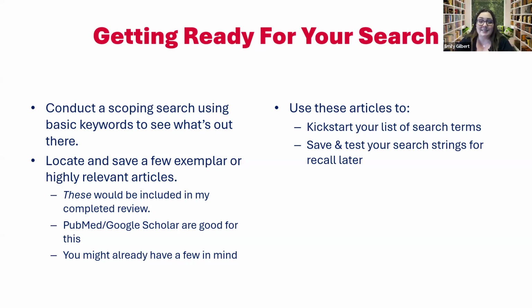The gist of that is if you think you have a really good comprehensive search, you should then see, is it pulling up my exemplar articles? And if it isn't, what am I missing? What's in here that should be in my search? Because if I'm missing this one, I may also be missing others.